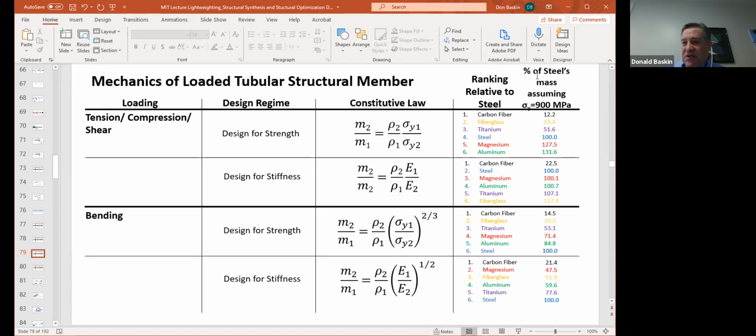And I should mention this too. These calculations assume that you're using a steel that has a yield strength of 900 megapascals. That's actually a fairly strong steel. That's not your sort of garden variety steel that they make bridges and things out of. That's a much more high performance steel, something you would see in a bicycle frame, like a good chromoly steel. I also have an Excel calculator that, if you're really interested, I can send you to try this on your own.